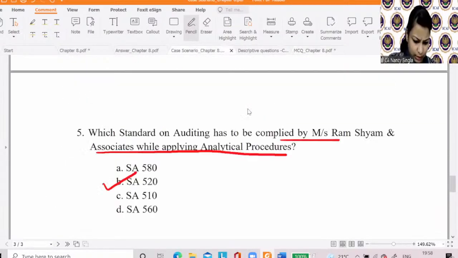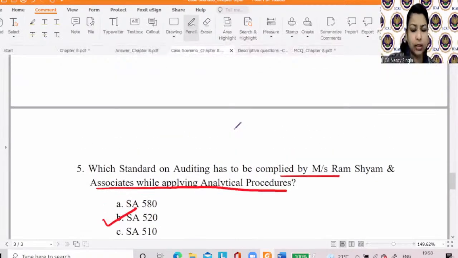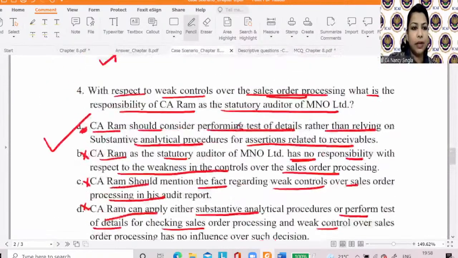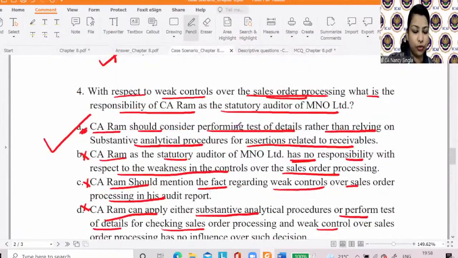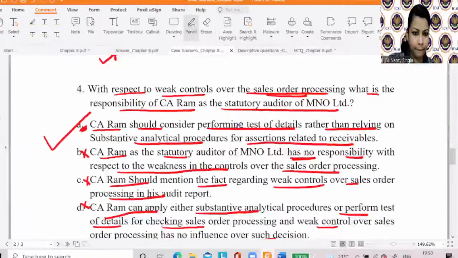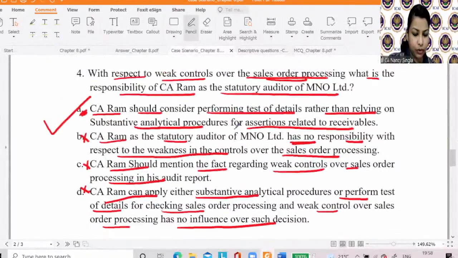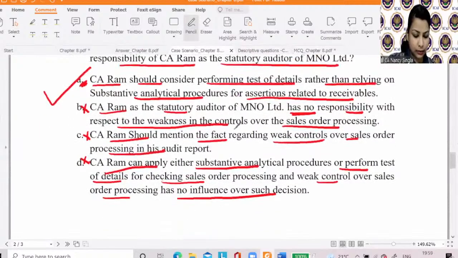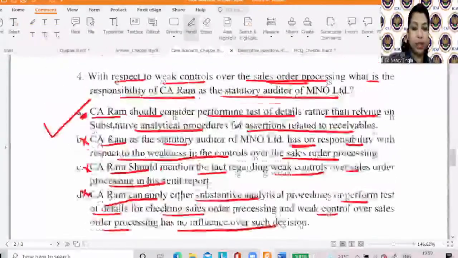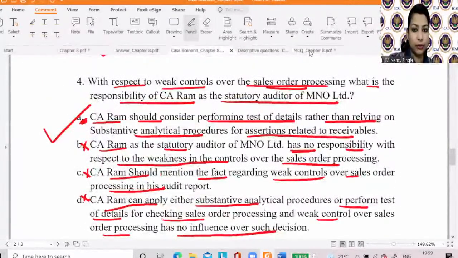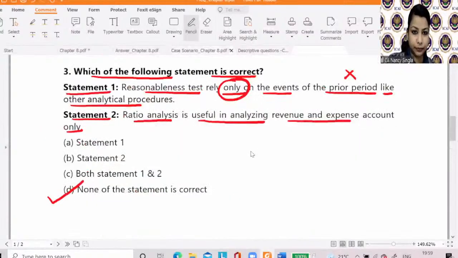So who is asking with respect to Sushil? With respect to case scenario 4th, the correct answer is A. So the correct answer is A. With respect to, I'm saying, case scenario. Okay.